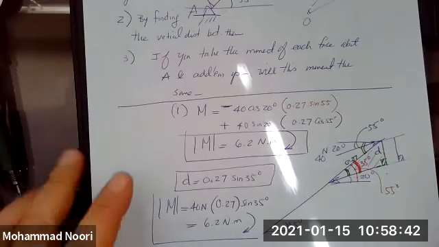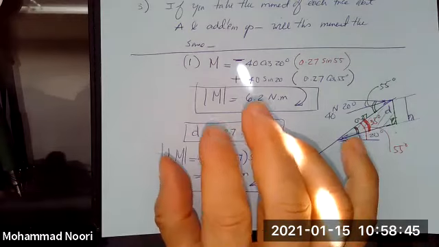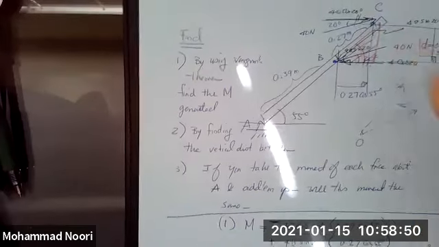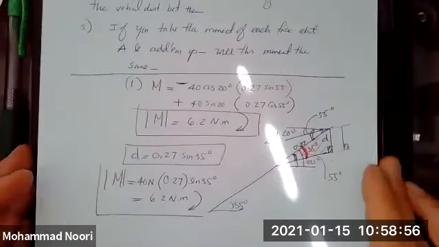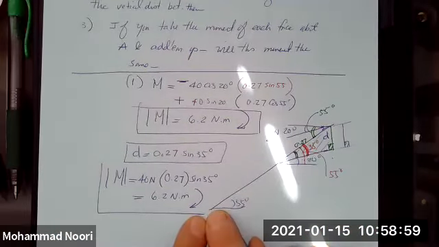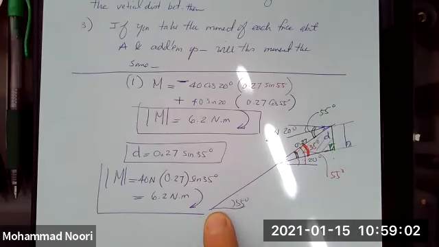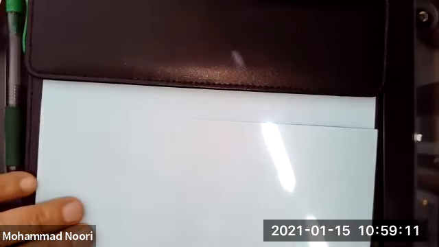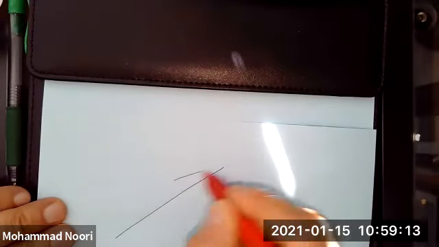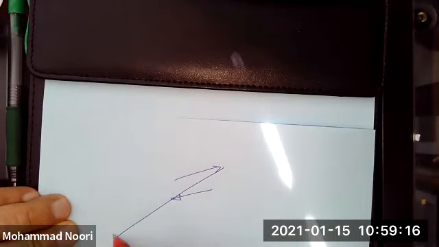Okay, so the third part is asking you to find the moment of each force, each of these, about point A. Find the moment of each force about point A and add them up. In other words, what it is asking you is this: this is that force, this is this force, find the moment of this force about A, find the moment of this force about A, add them up.